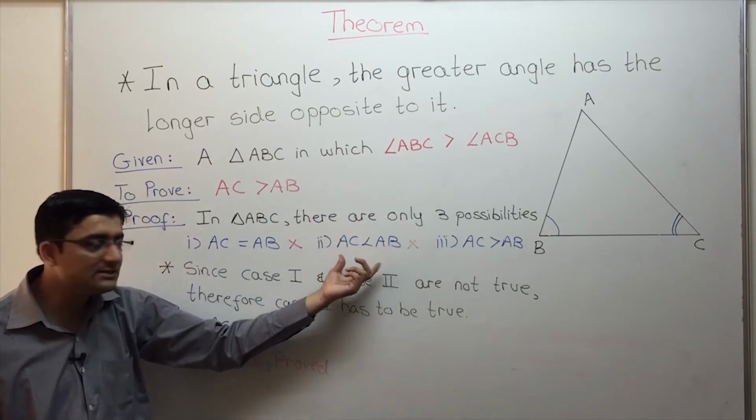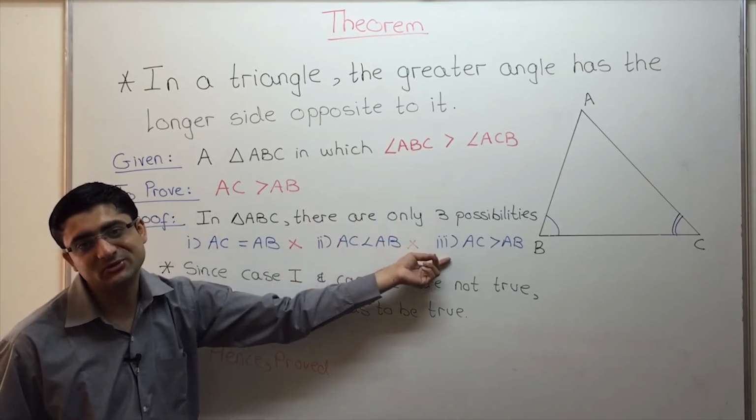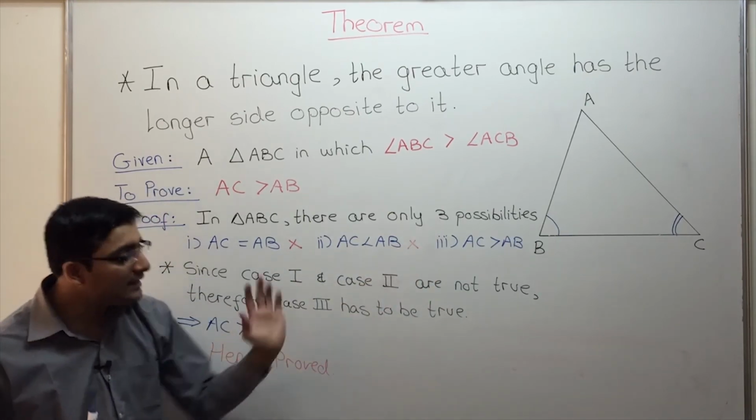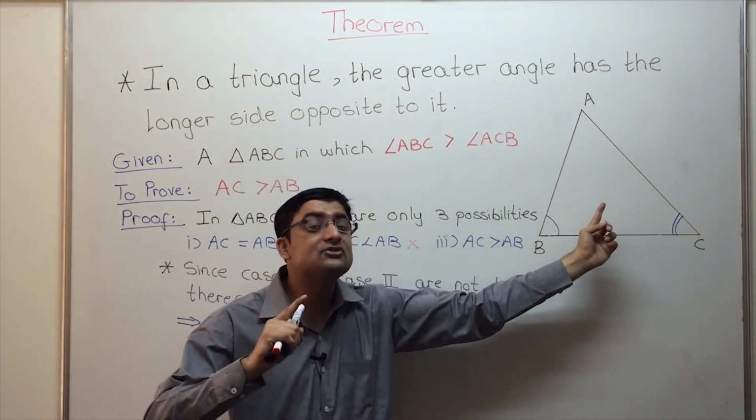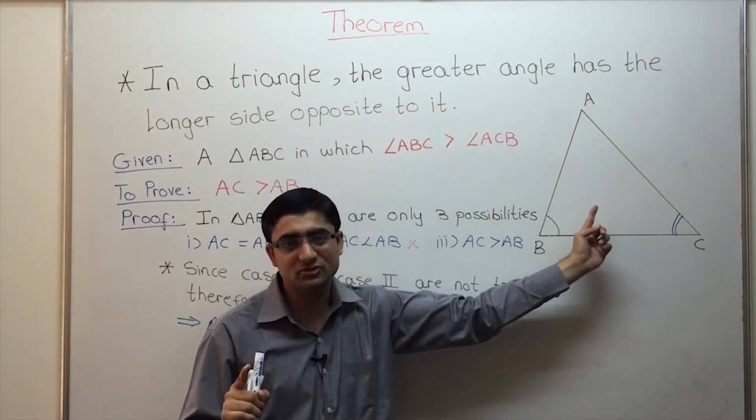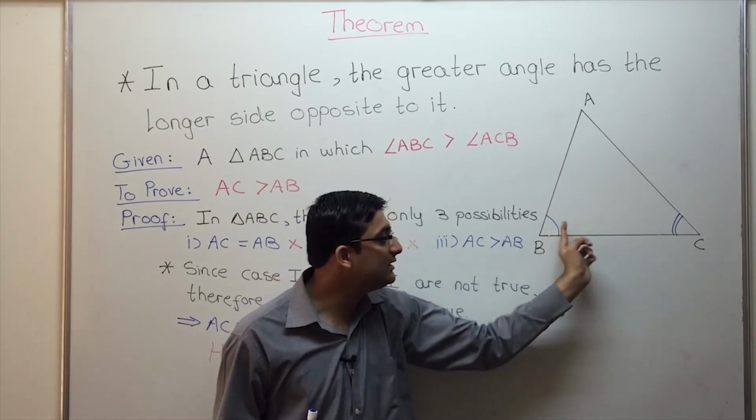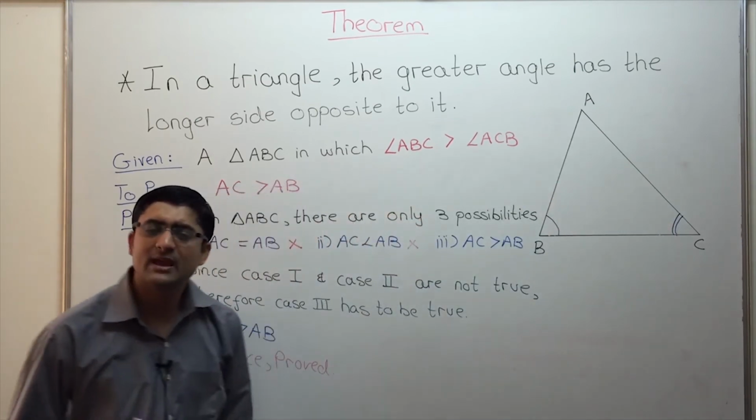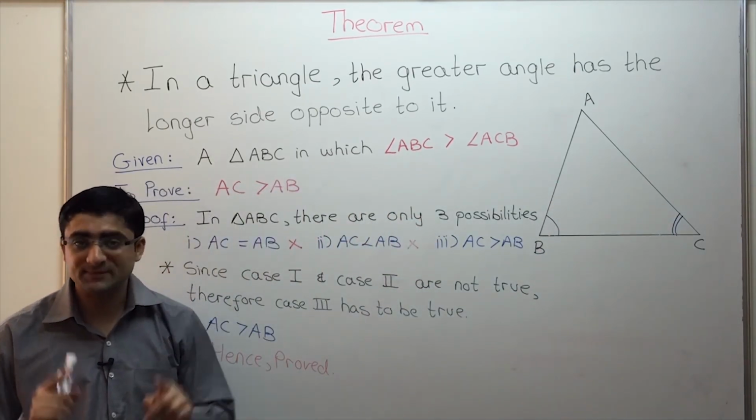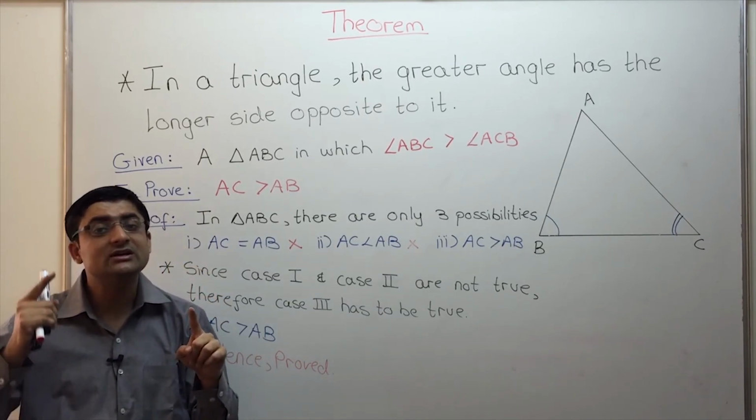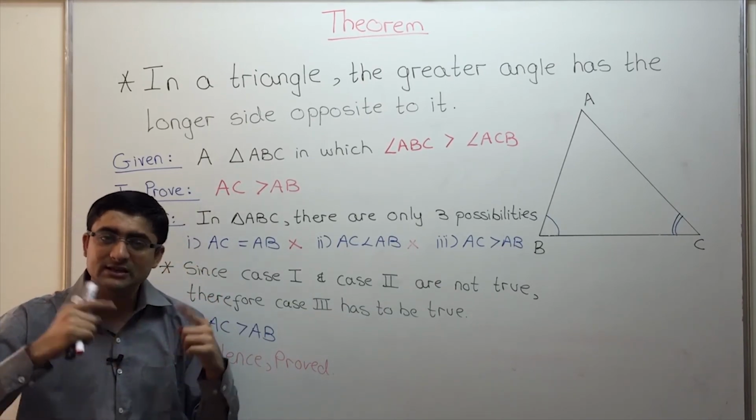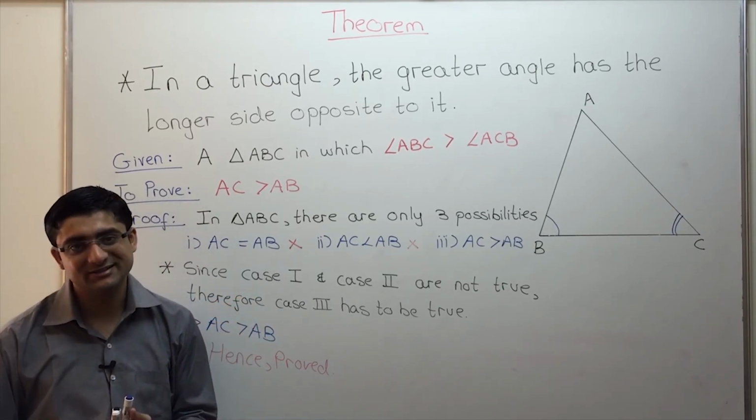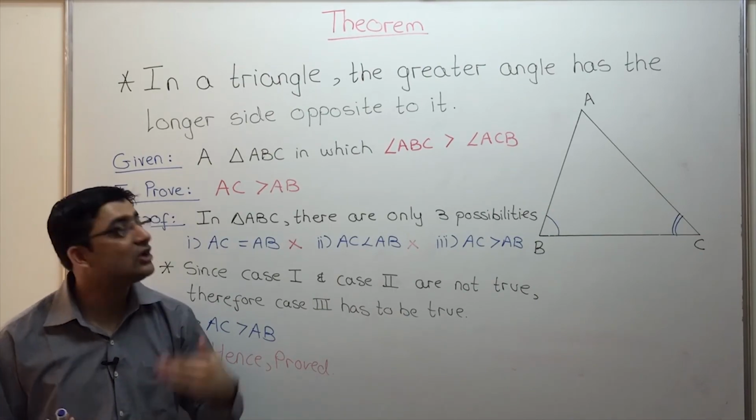Now there are only 3 possibilities. Since these 2 are not correct, it has to be the third one. What is the third one? AC greater than AB, which is exactly what we have to prove. So remember, in a triangle, if you're given 2 angles, side opposite to the greater angle will be longer than the side opposite to the shorter angle. So between these 2 angles, which is bigger? This. So side opposite to this, that is AC, is longer than side opposite to this, AB, and vice versa. Right? So we have learned 2 theorems. In a triangle, if 2 unequal sides are given to you, angle opposite to the greater side is bigger. Similarly, if 2 angles are given to you, then the side opposite to the greater angle is longer. Right? So now let's have a look at a few examples on how to apply this concept.